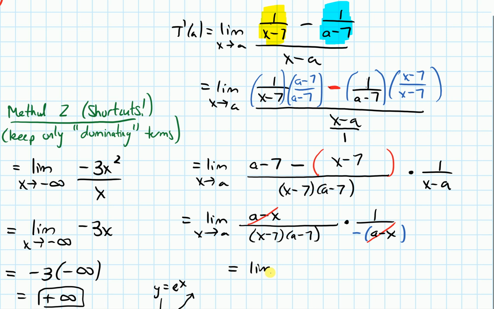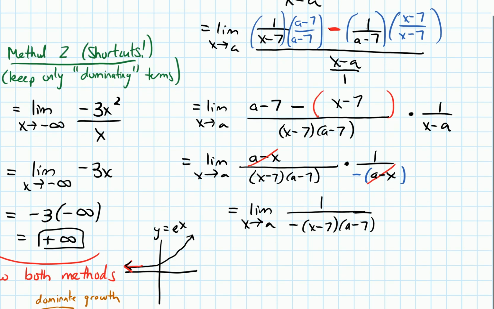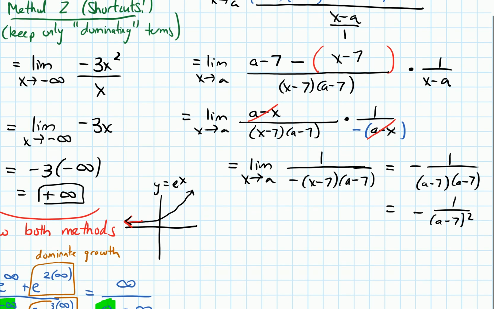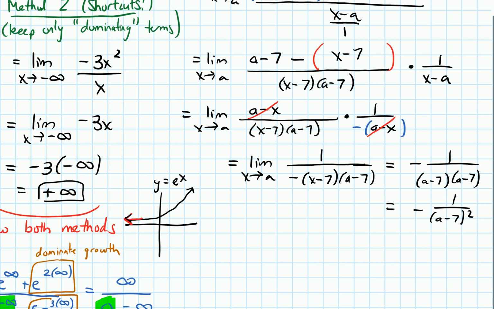So we have the limit as x approaches a. On the top, we have 1. On the bottom, we'll have the negative sign. Let's just move the negative to the front. And then x minus 7 times a minus 7. And now let's plug in. So if I plug in the a for the x, we'd get negative 1 over a minus 7, because you're plugging in the a for the x, and then a minus 7, which is negative 1 over a minus 7 squared. Okay, so that's our derivative, negative 1 over a minus 7 squared.